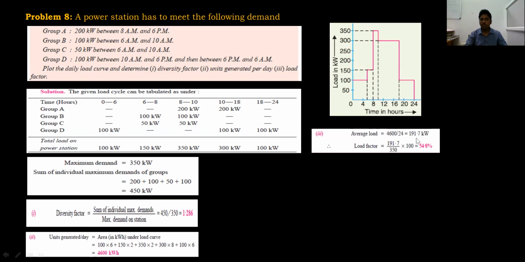That is equal to 191.7 kilowatts. Average load is equal to 191.7, and load factor means the average load divided by maximum demand of 350. That gives you 54.8%.